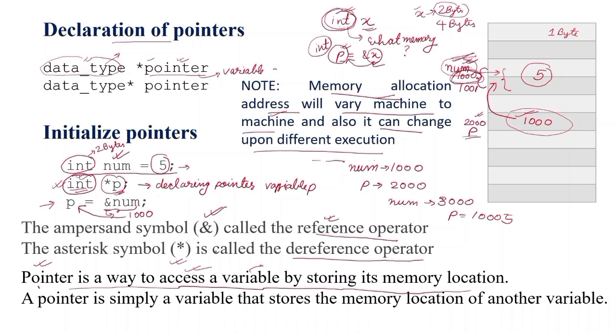So a pointer is simply a variable that stores the memory location of another variable. So P is a pointer that stored the memory location of another variable, num, in this example.